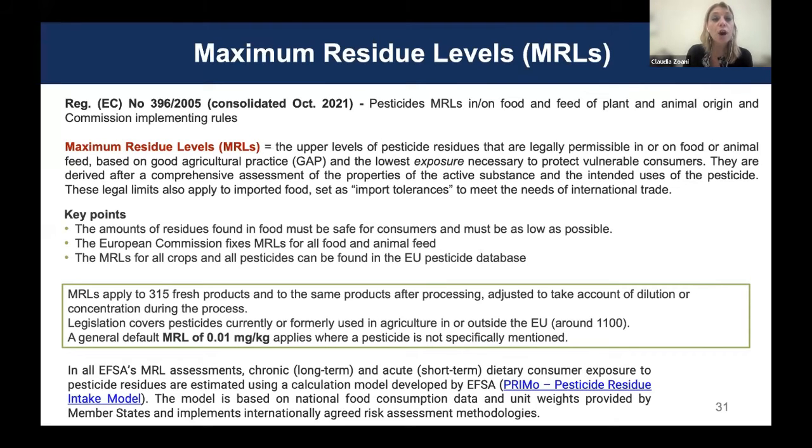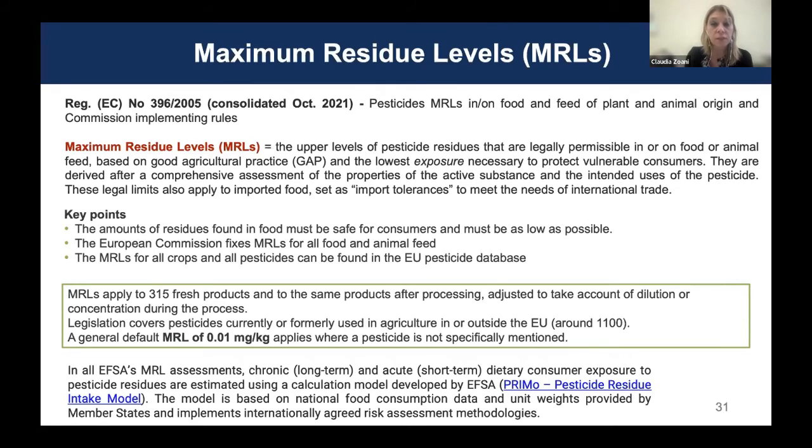They arise from a comprehensive assessment of the properties of the active substances and their intended use. So here you can see the role of EFSA in providing advice for defining these levels. The most important points that are dealt with in the regulation are the amounts of residues found in food, which must be safe for consumers and must be as low as possible.